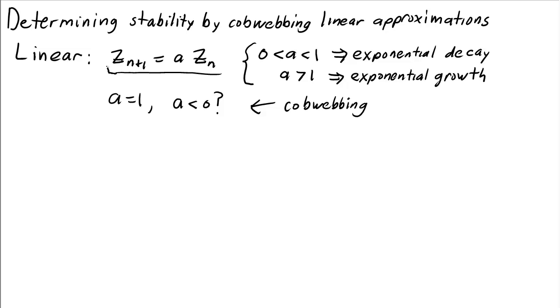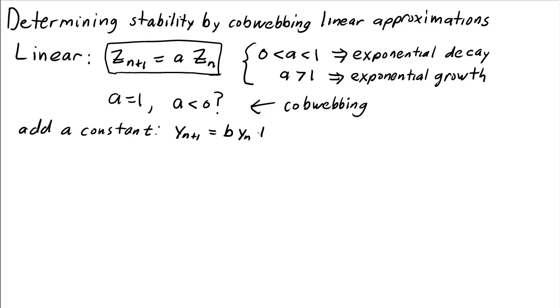After you understand how the stability of a linear dynamical system of this form works, how the stability depends on the parameter a, the next step is to ask, well, what happens if we add a constant term to the dynamical system? What if we had a dynamical system of the form yn+1 = b·yn + c? If c were 0, we'd be back at the previous case. One question you can ask is, how does c influence the stability of the equilibria?